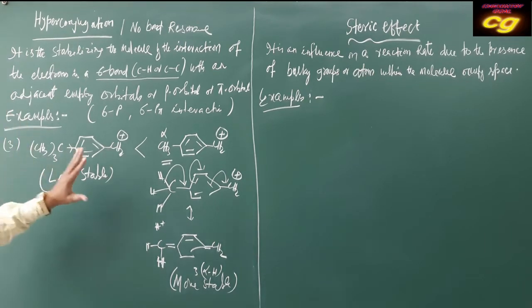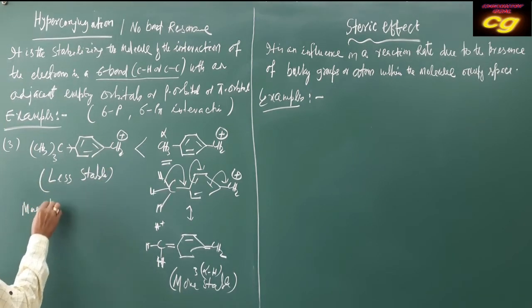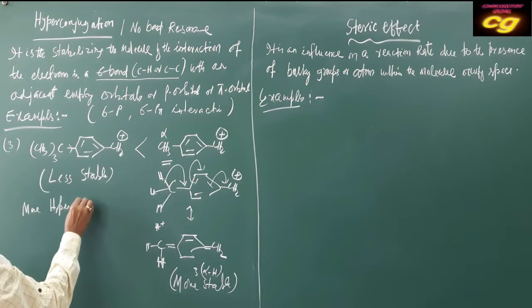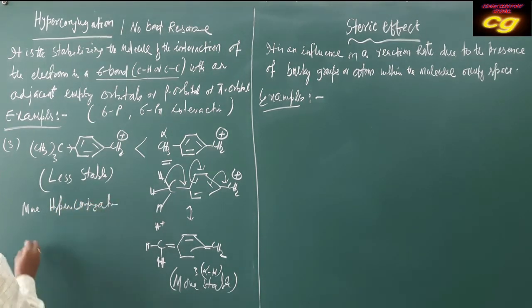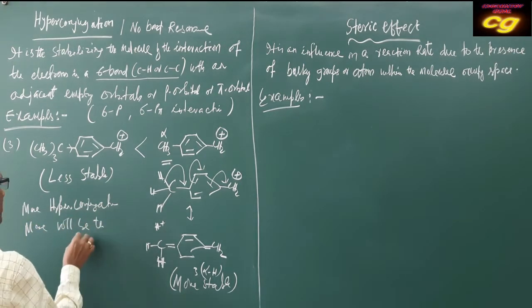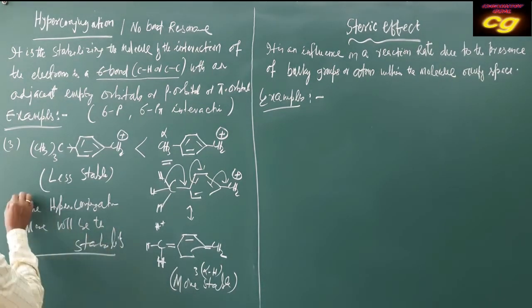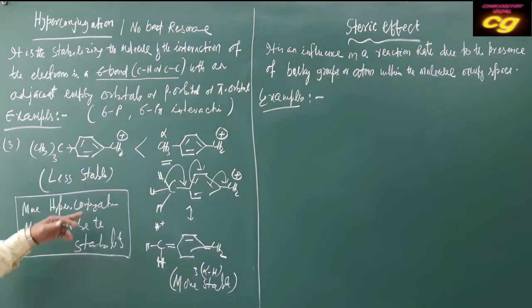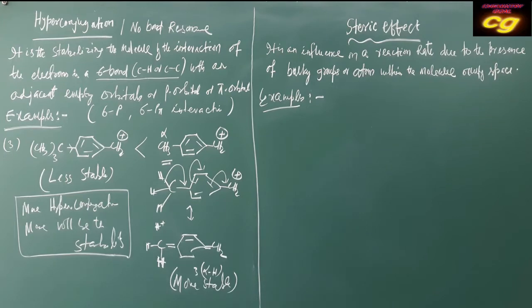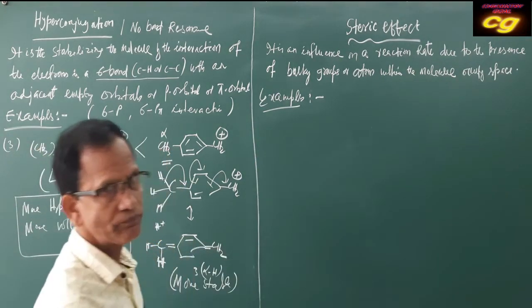So we have to remember the application of hyperconjugation in this way. If the number of hyperconjugations is more, stability is more. More hyperconjugation, more will be the stability. This concept is a very important concept. Hyperconjugation is called no-bond resonance. Then the last important effect is the steric effect.